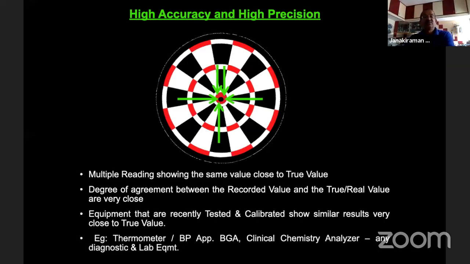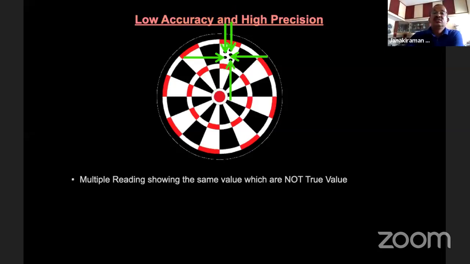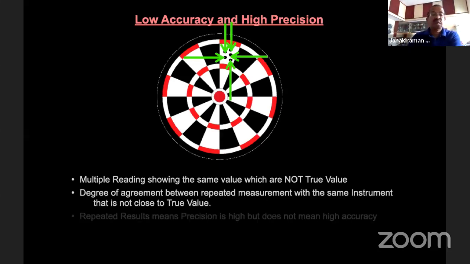So some examples I have given: high accuracy, low accuracy, high precision, multiple readings showing the same value, but those are all not the true value of the patient. The bullseye is in the center, which is the true value. But equipment showing the same value multiple times, we cannot construe that it is accurate. It is precise, but it is not accurate.